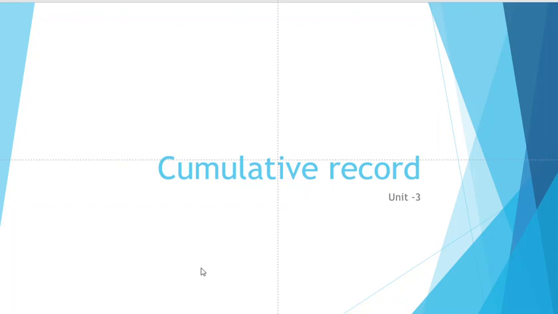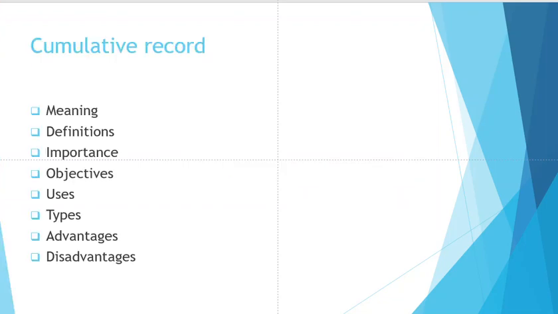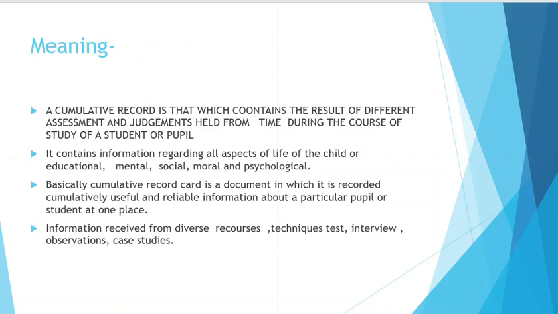So today we start a very important topic related to teaching and learning, that is the cumulative record. Teachers maintain different types of records, and the cumulative record is one of them. Today we will understand the meaning, definitions, importance, objectives, uses, different types of cumulative records, and advantages and disadvantages. First, we understand the meaning of cumulative record.